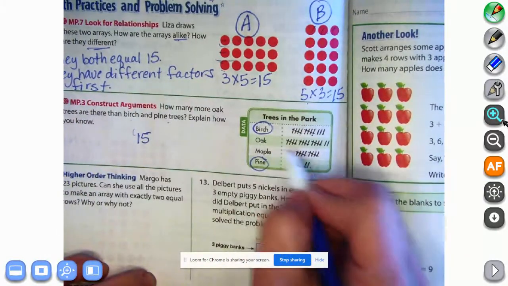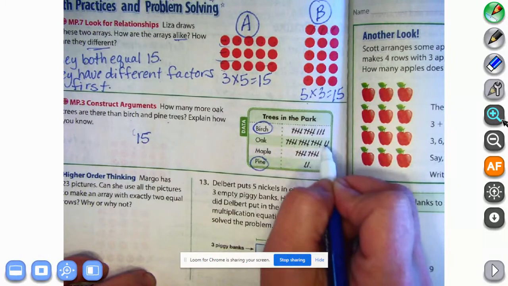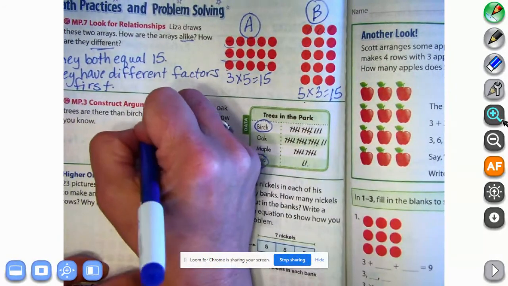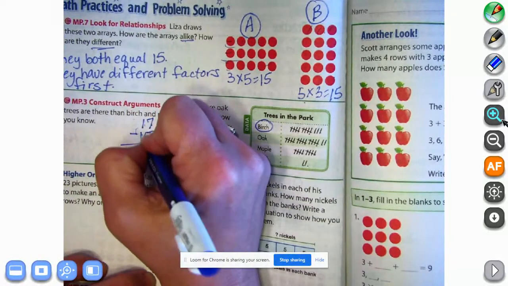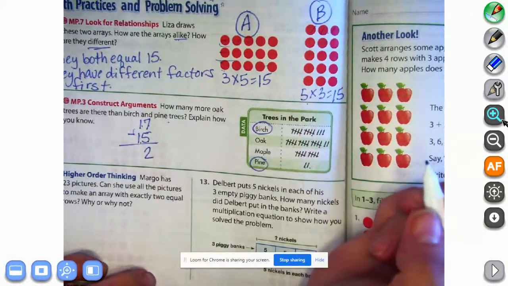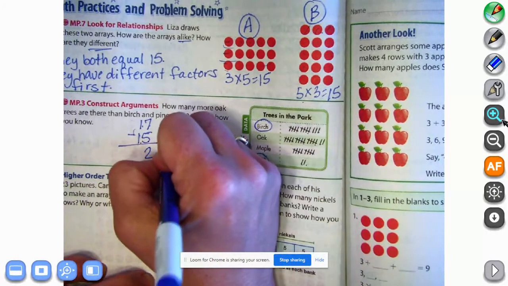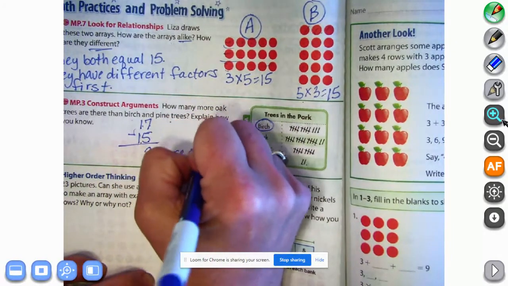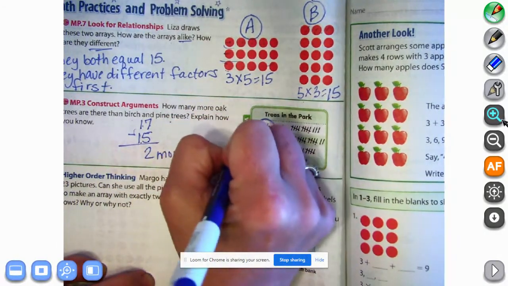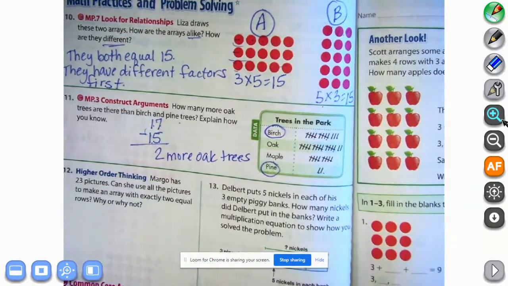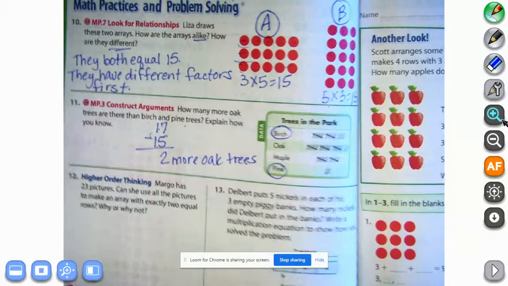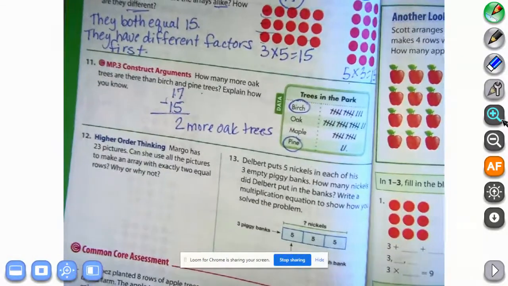How many oak trees? We have 5, 10, 15, 16, 17. There are 17. 7 minus 5 is 2. 1 minus 1 is 0. Okay, how many more oak trees? 2 more oak trees. 2 more oak trees than birch and pine together. Okay, pause where you need to.